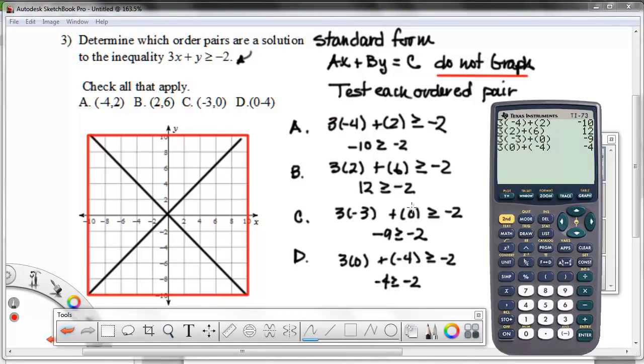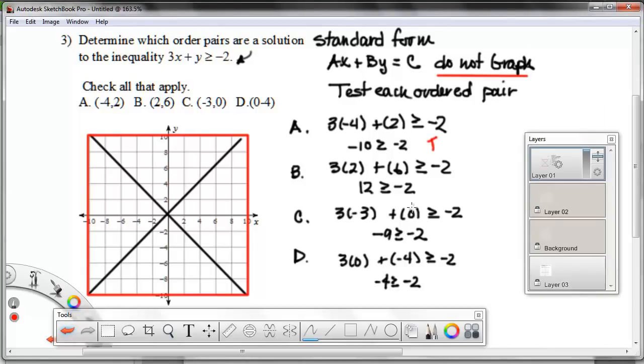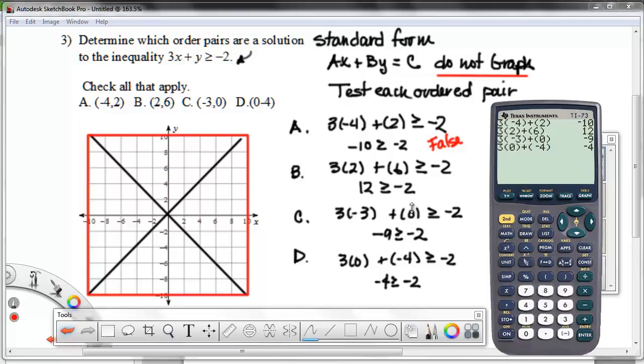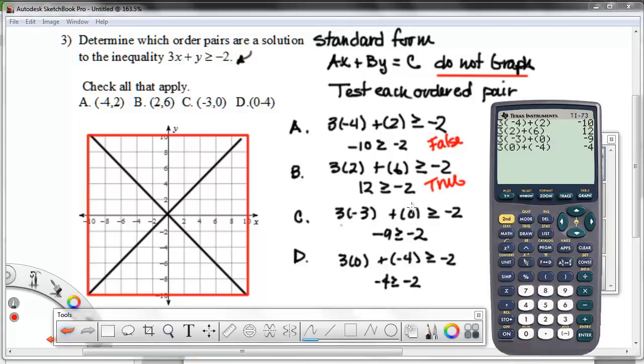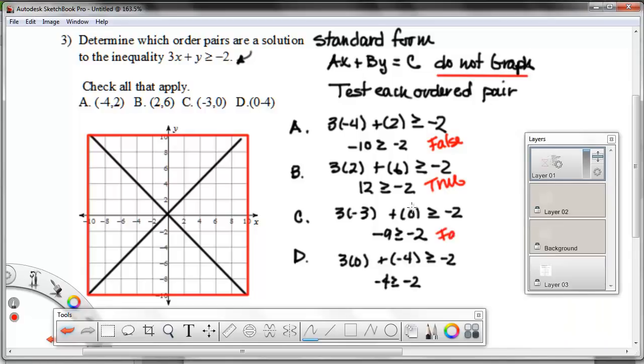You can see that I plugged it into the calculator and I have the values that the right hand side equals. So if you look at A, it says negative 10 is greater than a negative 2, and negative 10 is not greater than a negative 2, so that means it's false. It doesn't work. Now I'll go back to my calculator. You can see I've plugged in 2 and 6, which is point B. It's 12. 12 is greater than or equal to a negative 2, so that's true. And then if I look at C, it equals a negative 9. Negative 9 is not greater or equal to a negative 2, so that's false.